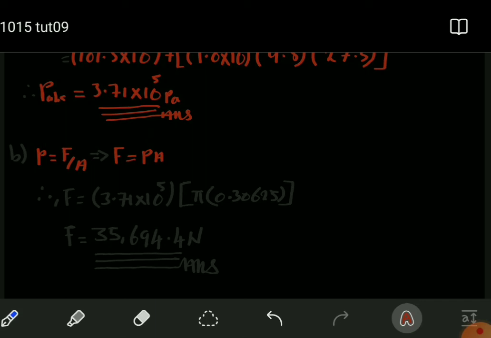Okay, the pressure is that which we just found in part A of this question, and the area is the surface area of the window of that vehicle which is underwater. So we simply substitute those values and we should be able to obtain the value of the force on that window as 35,694.4 newtons. So this is the force that is exerted on that window which is underwater.